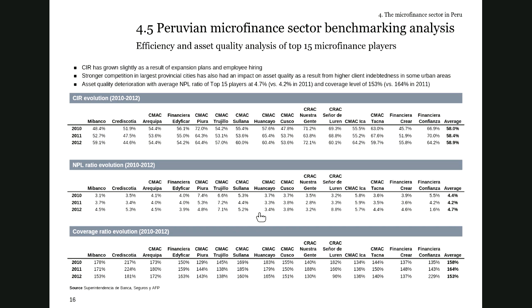And for example, Caja de Luren was at almost 9% from 3%. So their portfolio or their asset quality was not doing well, their non-performing loans were increasing, okay?